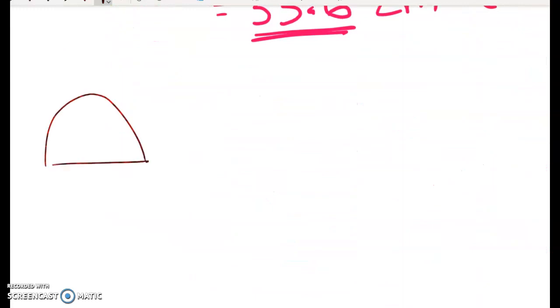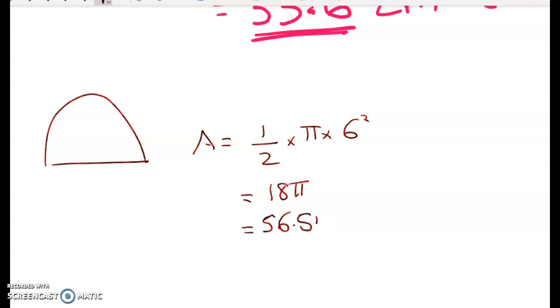So for this semicircle shape, the area will be 1/2 times pi times r squared, 1/2 times pi times 6 squared. That works out to be half of 36 pi, which is 56.5 meters squared.